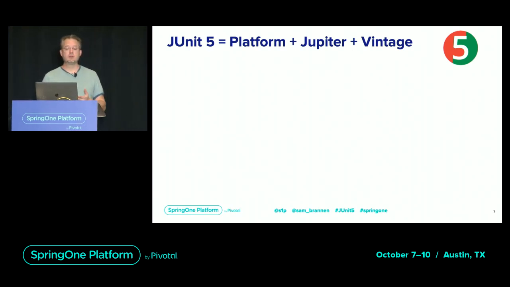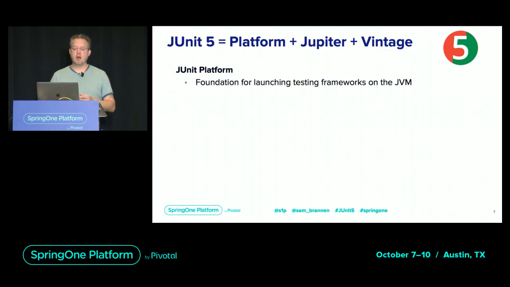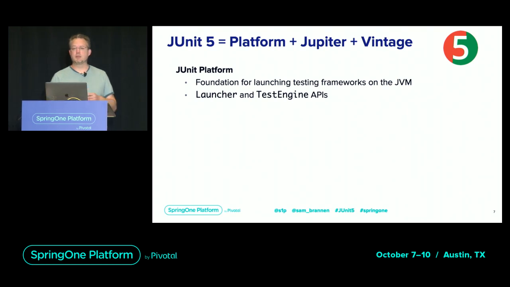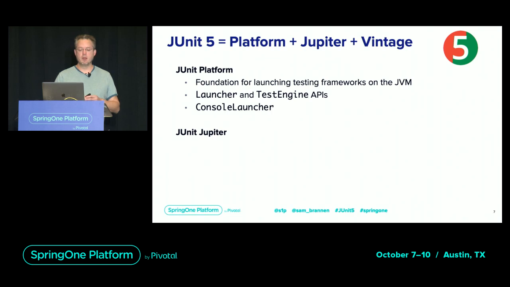So JUnit 5 is actually a combination of three things. It's the platform, Jupiter, and Vintage. And again, the platform is this foundation for launching testing frameworks on the JVM in general. They don't even have to be Java-based, right? So we have this launcher API that the build tools use, and the test engine API that you can implement. And there's a console launcher to run it from the console if you want.